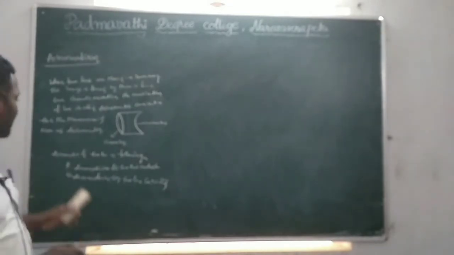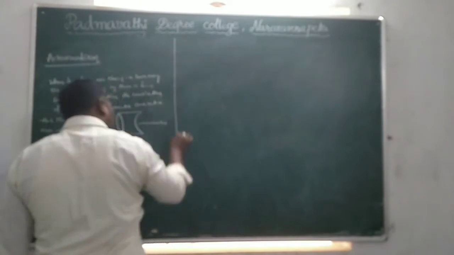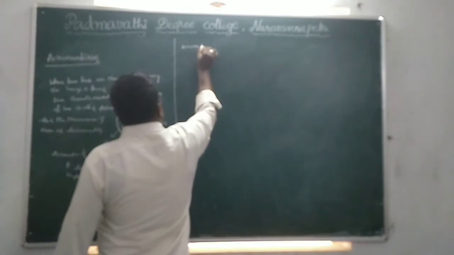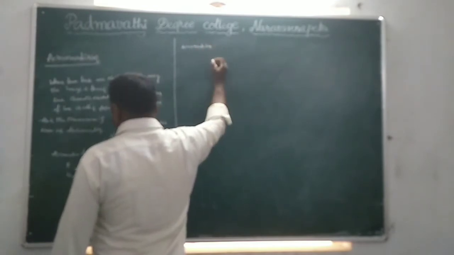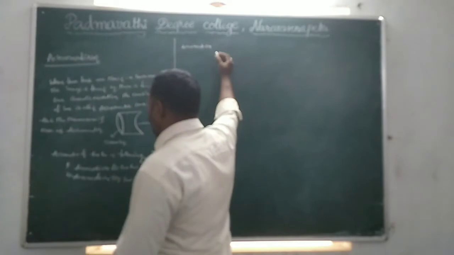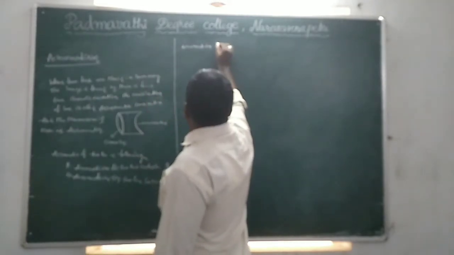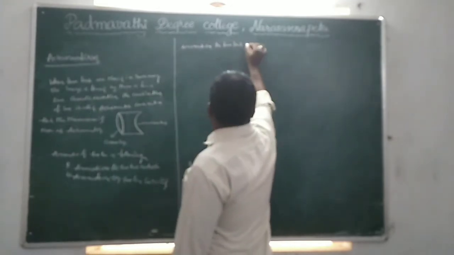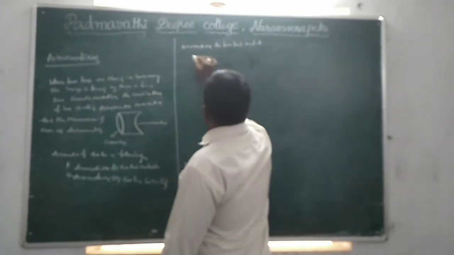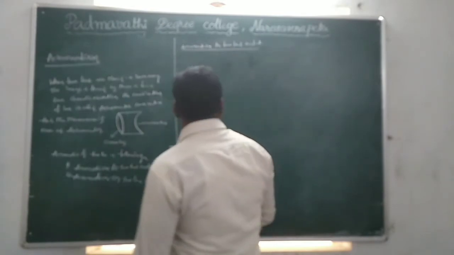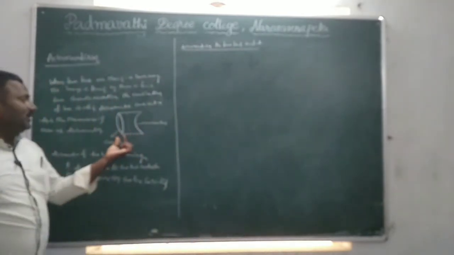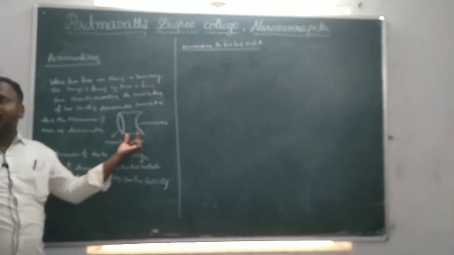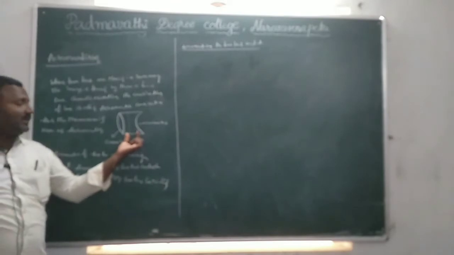So first we will discuss achromatism for two lenses in contact. So let us see. This is one concave lens and this is a convex lens. These two lenses are in contact with each other.